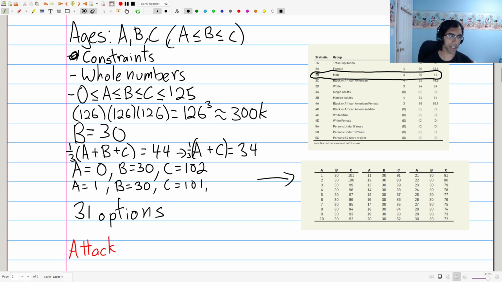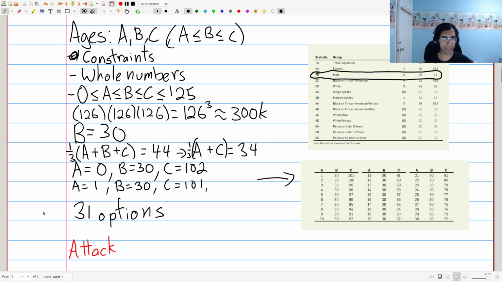So the point is that somehow these 2 constraints, the median and the mean, allowed us to narrow down the number of possibilities of ages from 300,000 all the way down to just 31 different options. This gave us significant information about 3 of the individuals in our data set, and we only used a single one of these statistics. Remember, there were all these other ones, 1A, 2A, all of these other things. We didn't even use them yet, so there's still a lot more narrowing down that we can do.